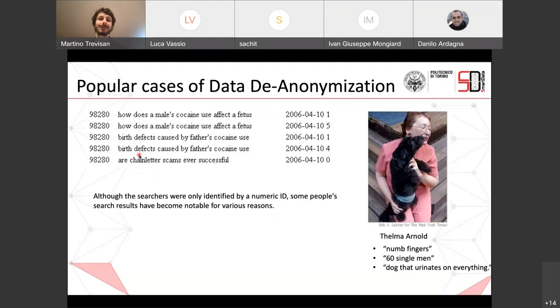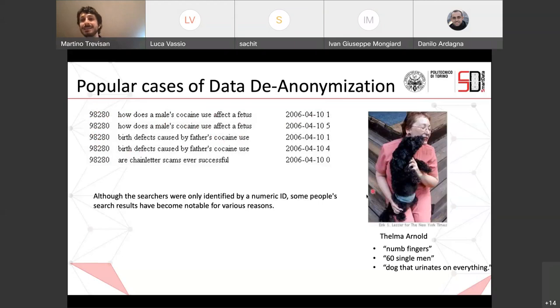Here is a sample of the dataset: user, search query, date. And you see that people sometimes search for something that you don't want to be disclosed, like how does a male cocaine use affect a fetus? But people also managed to de-anonymize some users in the dataset.